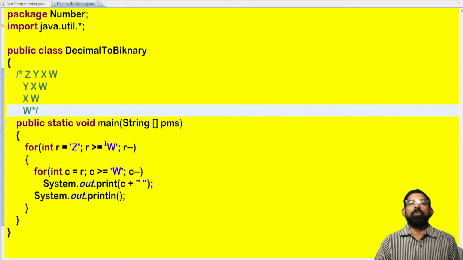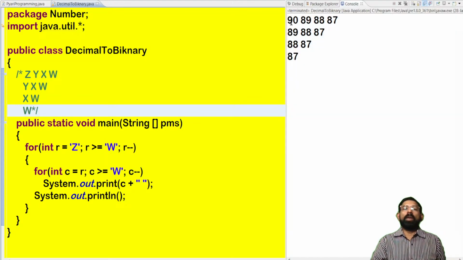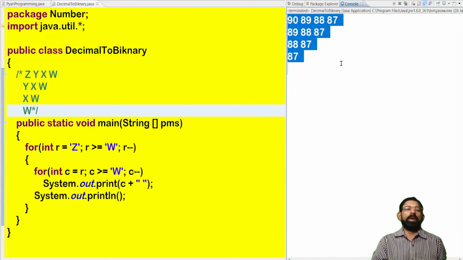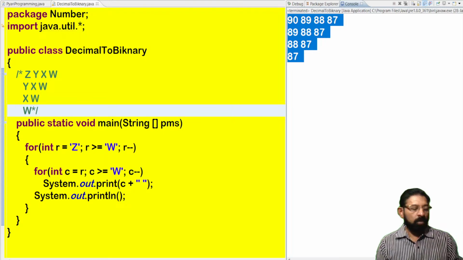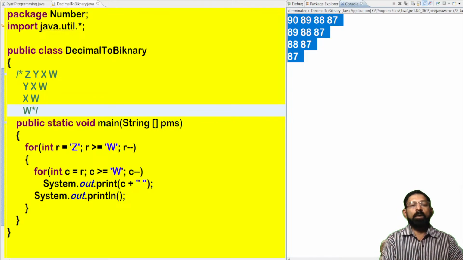So let's execute it. We are getting 90, 89, 88, 87. Already I told you why we are going to get this, what is missing. Already I told you if something is missing in this case, you are going to get a logical error. What is missing?